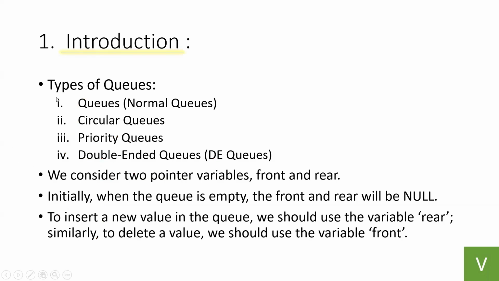There are a total of four types of queues: queues, circular queues, priority queues, and double-ended queues. In this particular video, I'm going to implement queues using linked list.